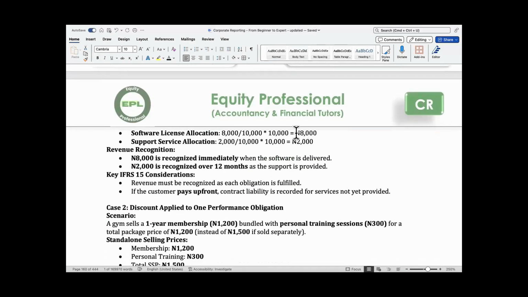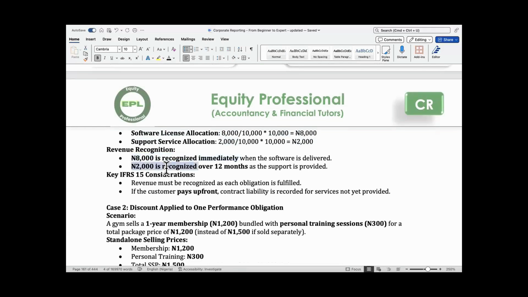So the revenue you recognize for software will be 8,000. The revenue recognized for support services will be 2,000. This is what we mean by allocating this transaction price based on their standalone selling prices. Since the software is delivered immediately, we recognize this 8,000 as revenue immediately.